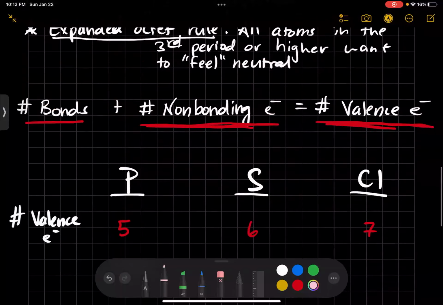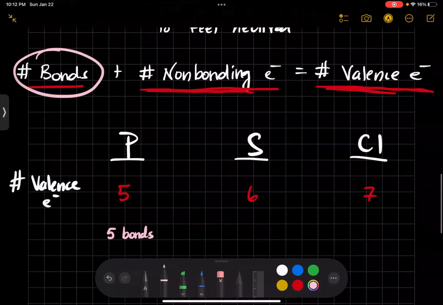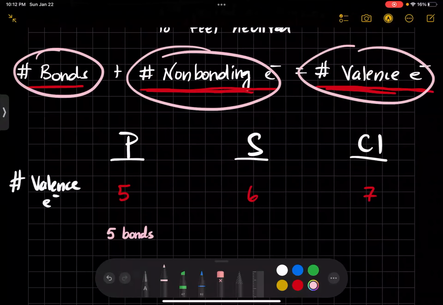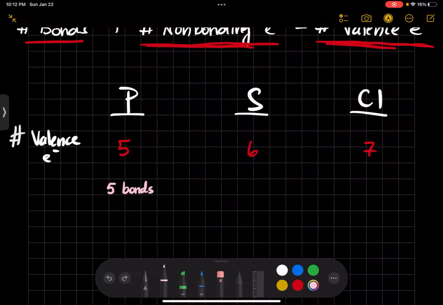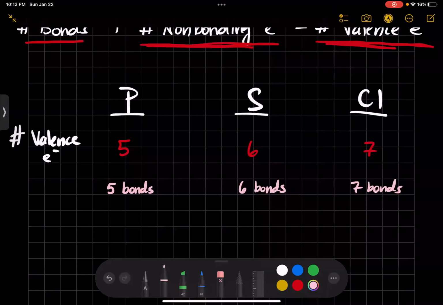Going back up to this equation, if it has 5 bonds and no non-bonding electrons, that gives me 5 plus 0 equals the number of valence electrons. Phosphorus has 5 valence electrons, so it's fine with that. Which means that sulfur can max out with 6 bonds, and chlorine can max out with 7 bonds. In other words, the maximum number of bonds that one of these large atoms can form is equal to the number of valence electrons.